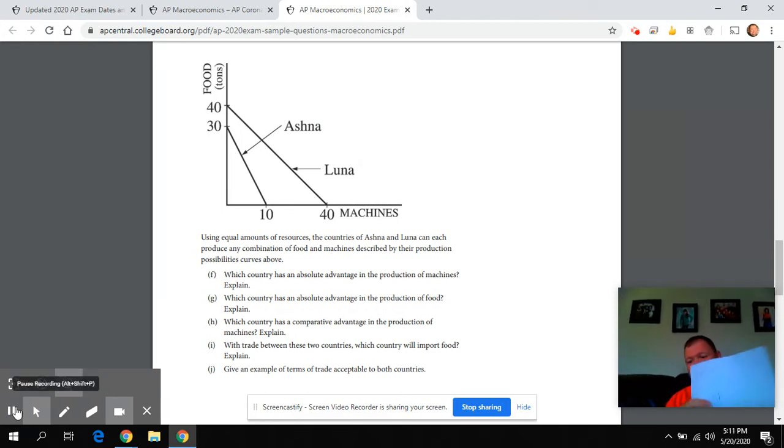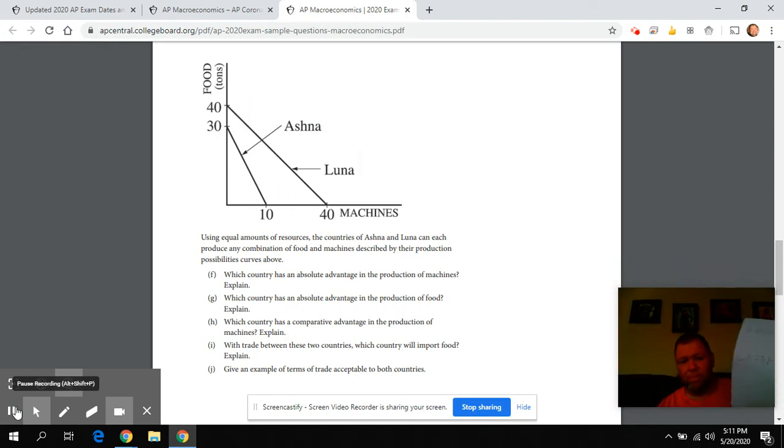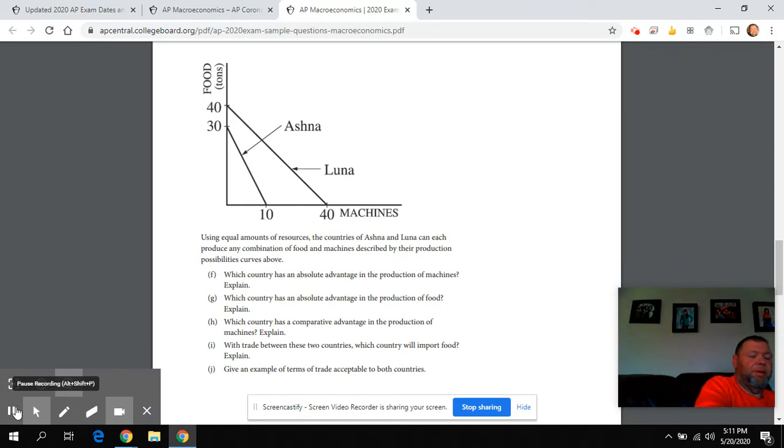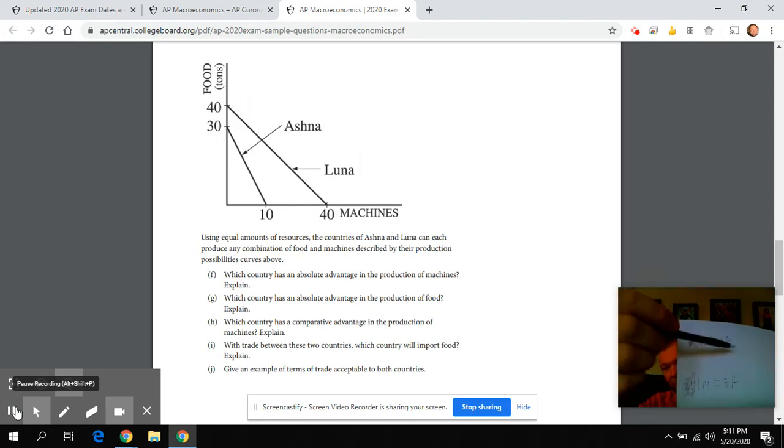All right, guys, I tried to write this a little bigger. So remember, for Ashna, hold on. I got my countries backwards. Hold on. This is what happens when you try to do something in a hurry. All right, so for Luna, that one machine equals one food. For Ashna, one machine was 3 foods.